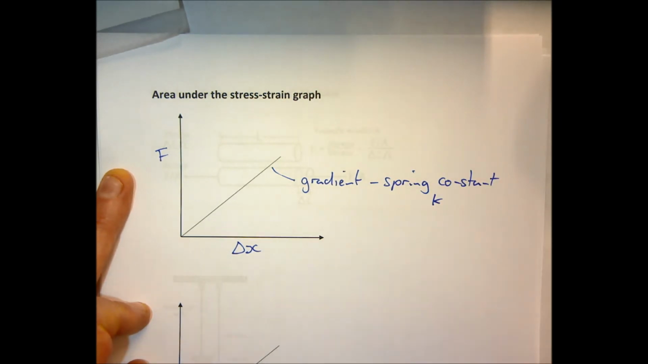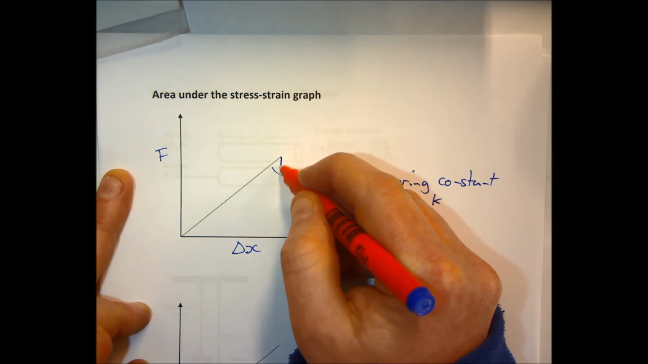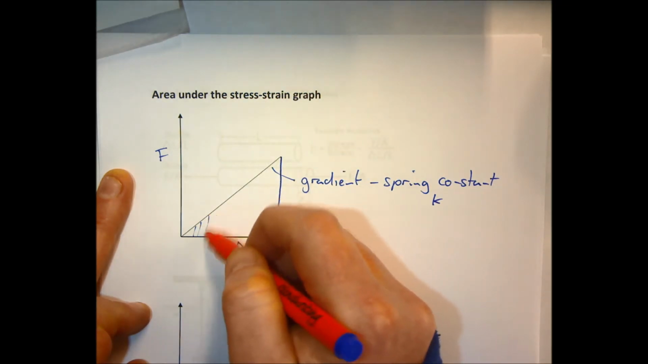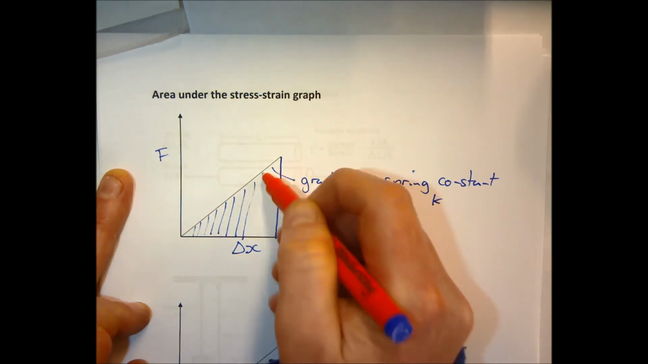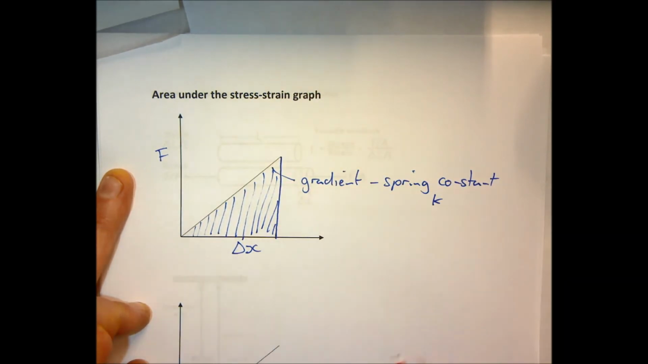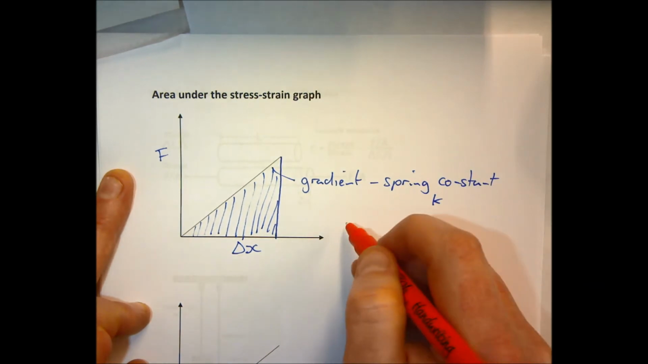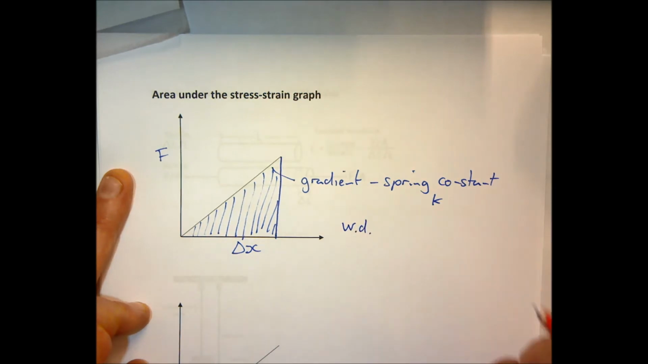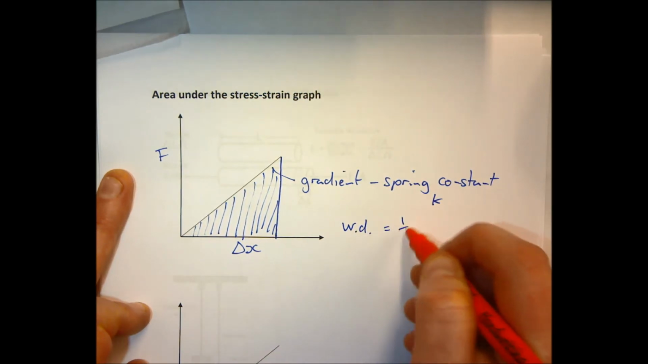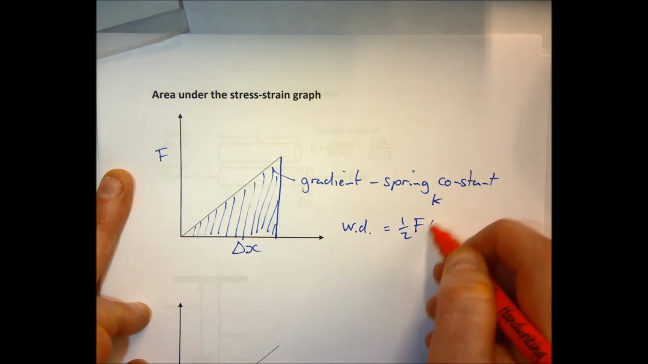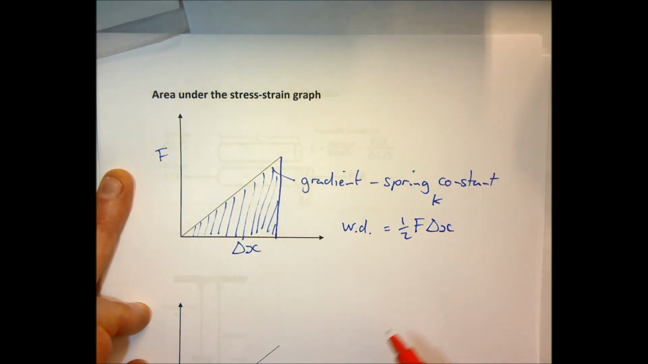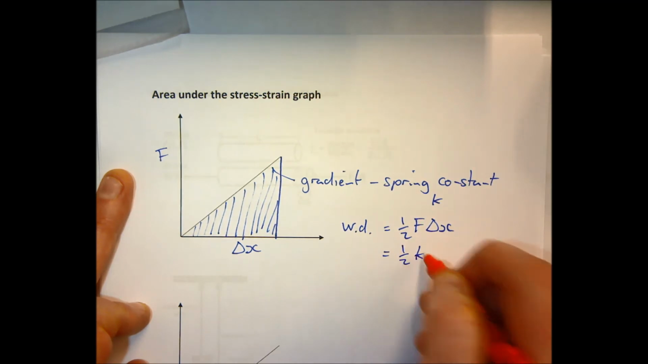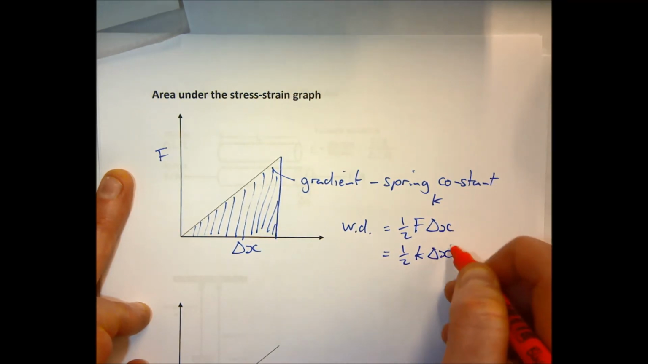And also we saw that when you stretch a spring you store up energy, and that the energy is the area underneath the graph. So we have the work done on the spring equals half force times the extension, and this equals half k delta x squared.